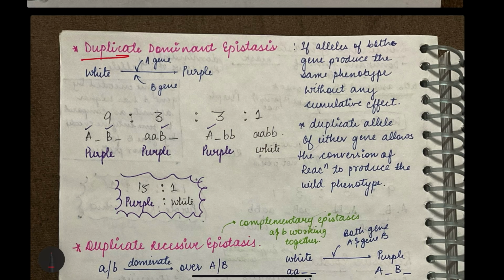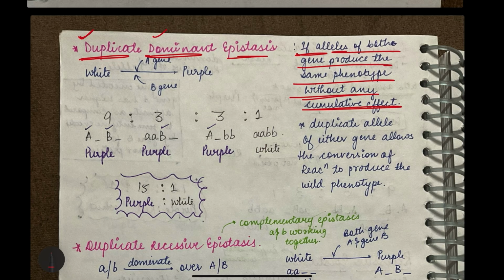Here we will see duplicate dominant epistasis. What do you get by duplicate? Duplicate dominant means it is mimicking dominant. It is not completely dominant, but it is mimicking. Alleles of both the genes produce the same phenotype without any cumulative effect. Now let's see how. A duplicate allele of either gene allows the conversion of the reaction to produce the wild phenotype.